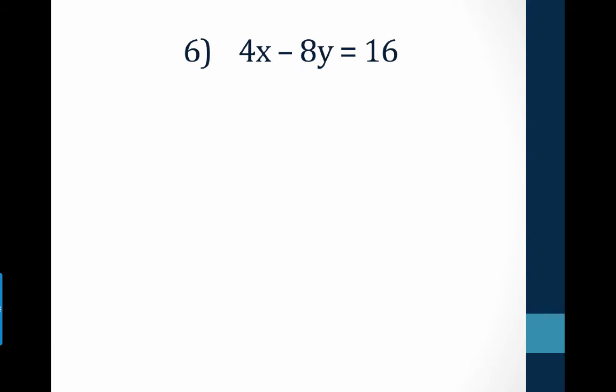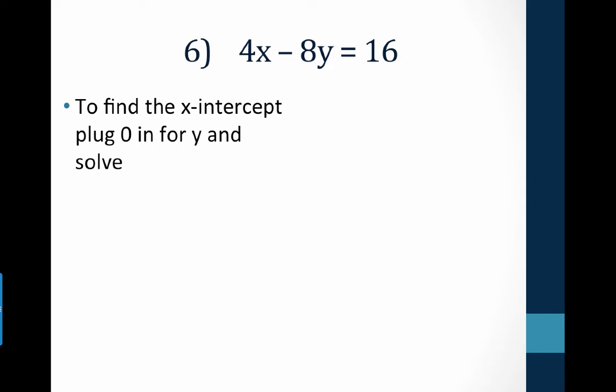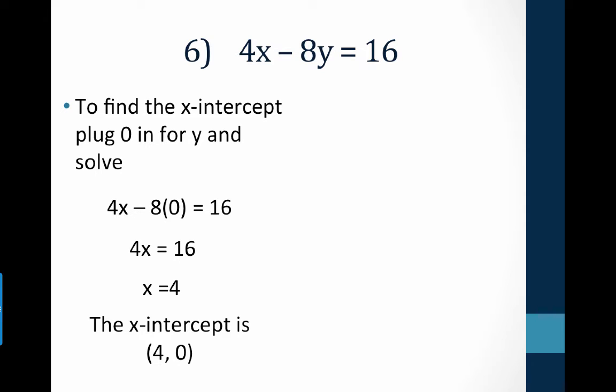Let's go on to number 6. Again, to find the x-intercept, we're going to plug 0 in for y and solve. If I do that, I get 4x equals 16. Therefore, x is equal to 4. So that means that the x-intercept is 4, 0.